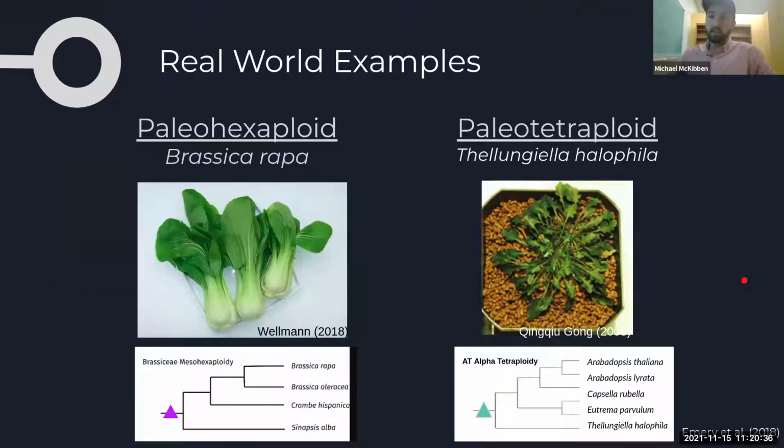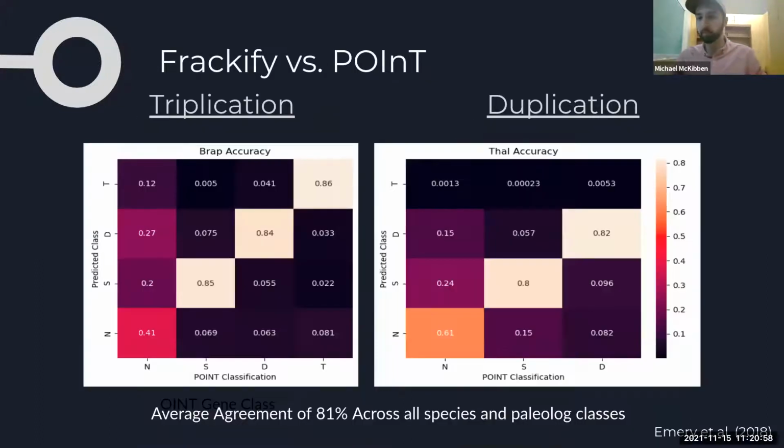And for real data sets to compare, I used a paleohexaploidy and a paleotetraploidy, and I used 6 species which had already had POInT run on them. As a review, POInT was the most sophisticated current method out there for identifying Paleologs, and I made additional Frackify inferences for these different species. I've picked 2 exemplar species out of the 6 to show you right now.